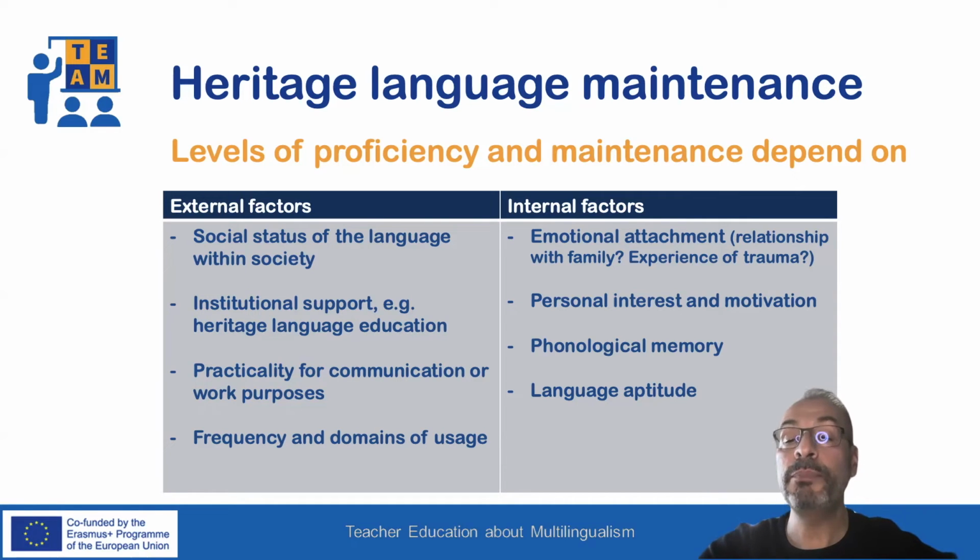If children have a positive emotional attachment to the language, for example, through their family, they're more likely to maintain and develop that language. A trauma may have the opposite effect. They may also have a personal interest and motivation to maintain the heritage language. A good phonological memory and a good language aptitude also help children learn and maintain the heritage language. We will now have a look at some examples of children to illustrate how these factors play out in real life.